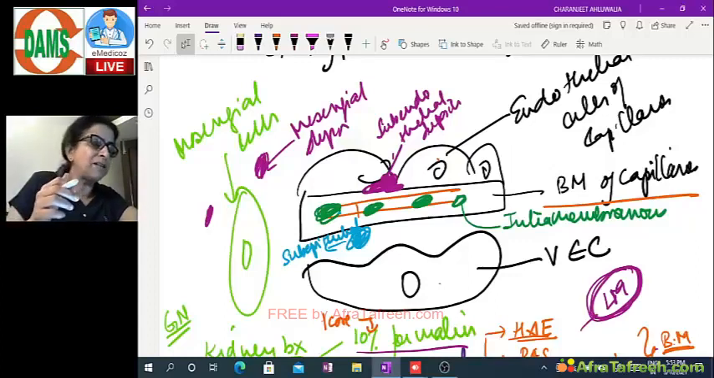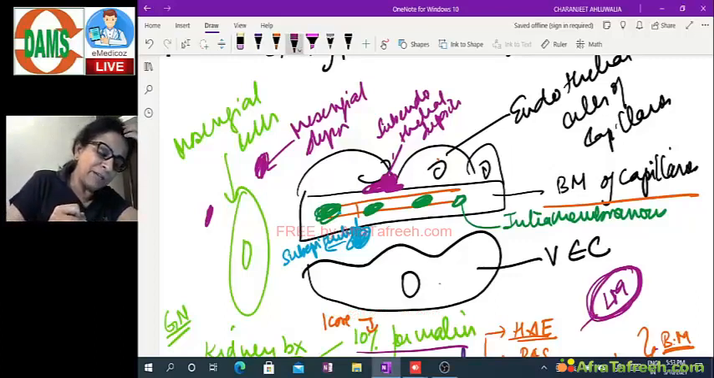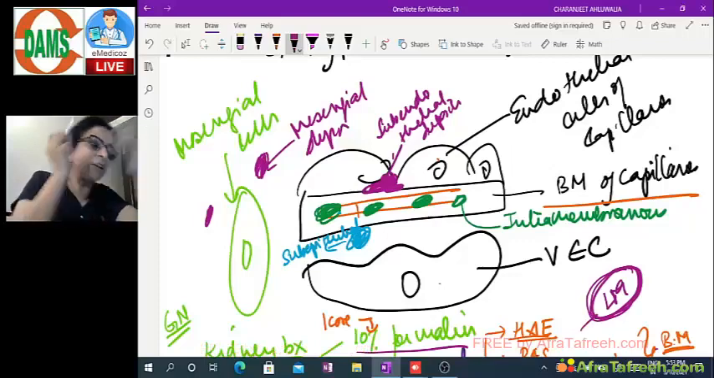These immune complexes have 4 possible locations. They can be subendothelial, that is between the endothelial cells of capillaries and the basement membrane. Second, they can lie within the basement membrane. Third, they can be subepithelial, that is between the visceral epithelial cells and the basement membrane. Fourth, they can be mesangial in location.